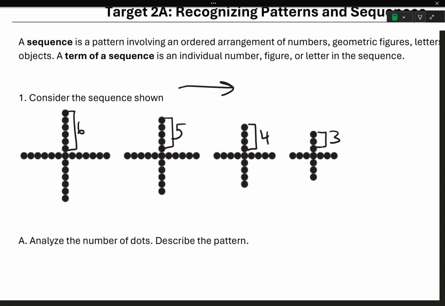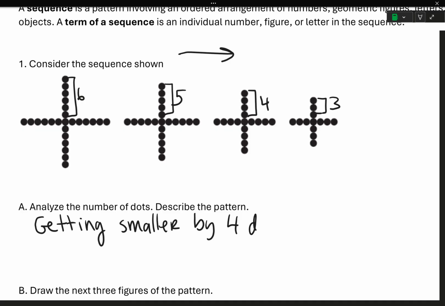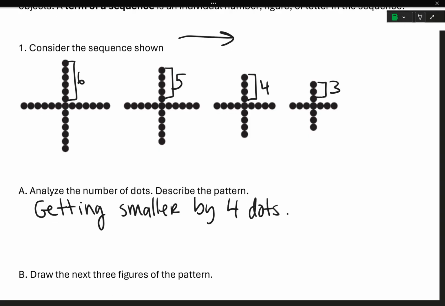1 from each side. Let's write that down. So, getting smaller by 4 dots. Again, because each arm is getting smaller and smaller, we're losing 1 dot on each side.